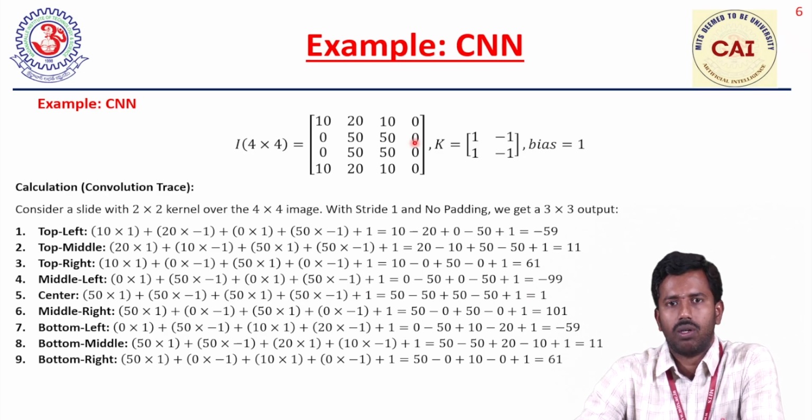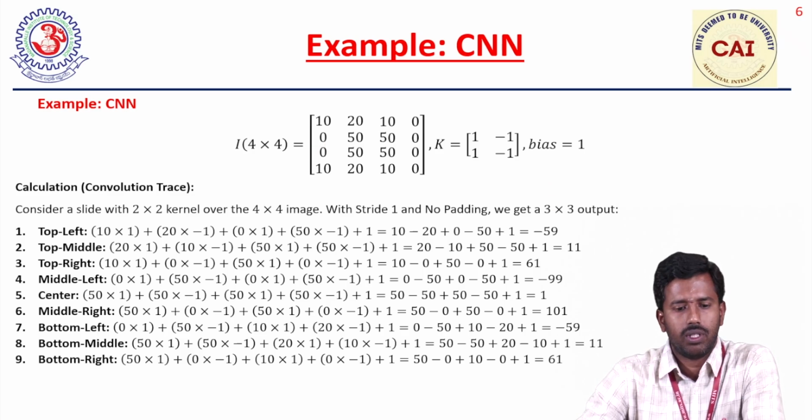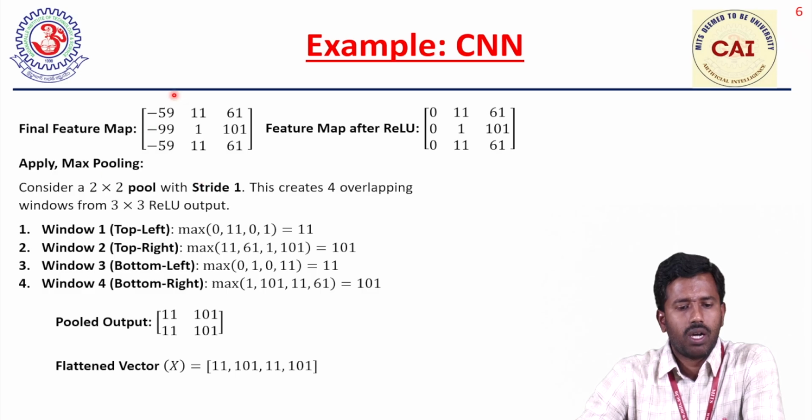Likewise, you are applying the convolution operation by taking the filter weights on the input image, which contains the raw pixel values, along with the bias. After applying all this, you are going to get a 3 by 3 feature map, which contains the extracted pixel values obtained by applying the convolution operation.